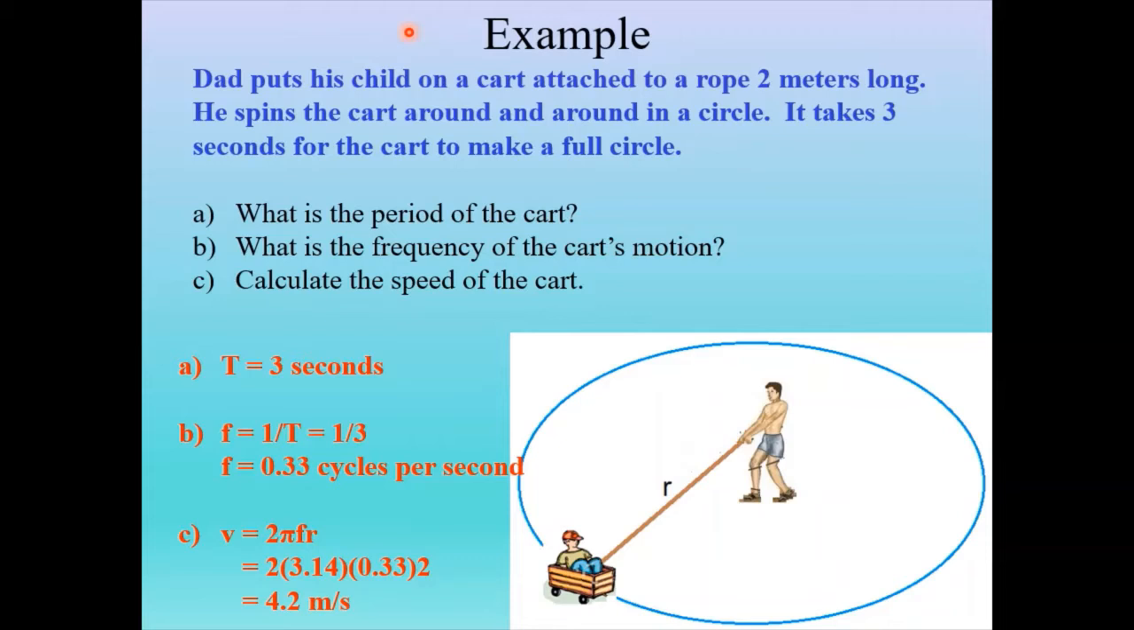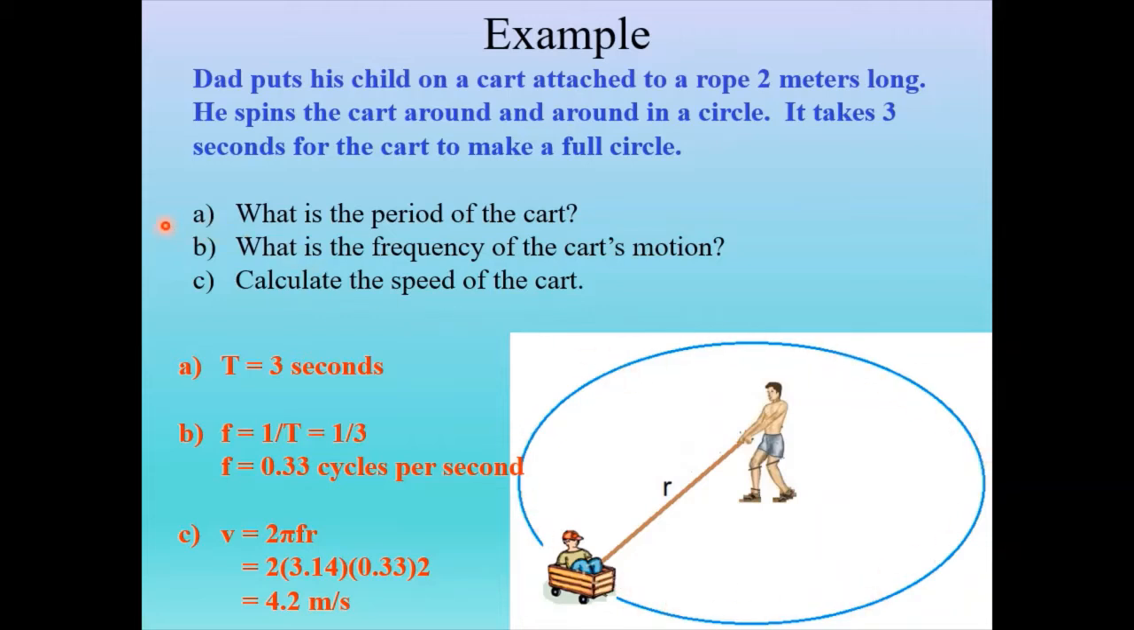So let's look at an example and do some quick calculations for uniform circular motion. Dad puts his child on a cart attached to a rope 2 meters long. He spins the cart around and around in a circle. It takes 3 seconds for the cart to make a full circle. So you can see in the picture here, Dad's at the center. Here we have the rope, which defines the radius of our circle. This is 2 meters. And the child in the cart is going to go in a circle around Dad, and it takes 3 seconds to go around each time.